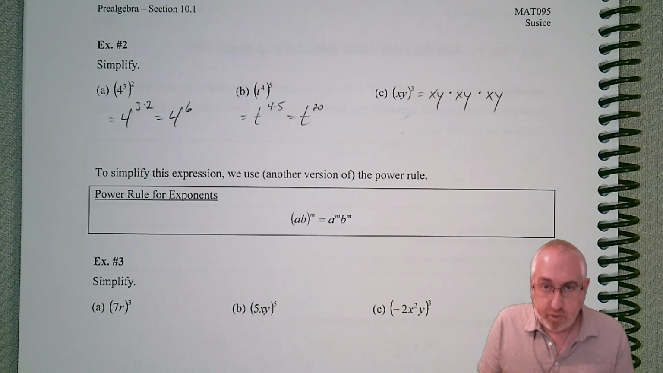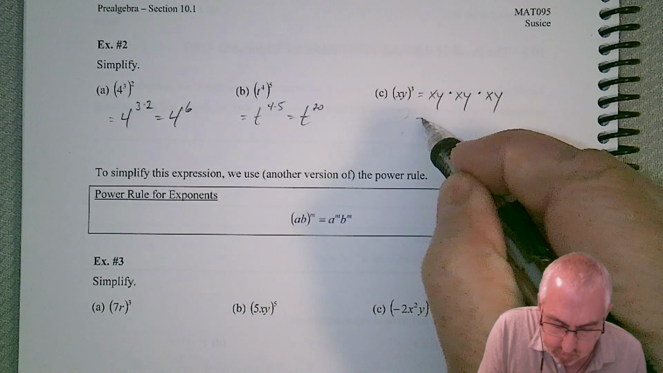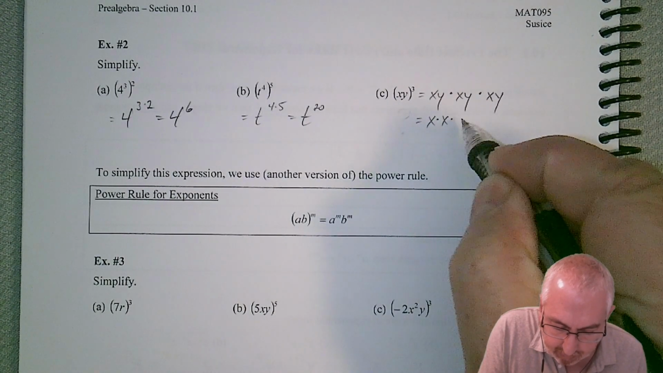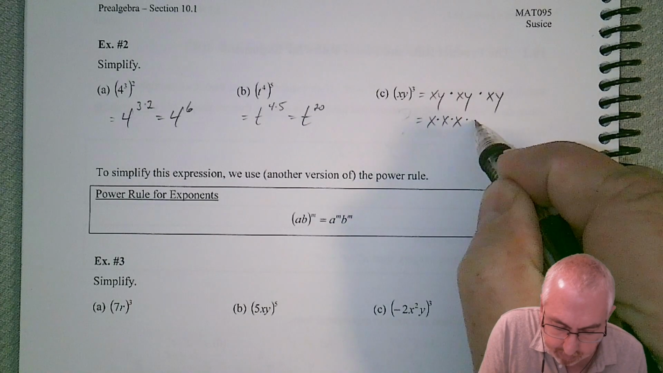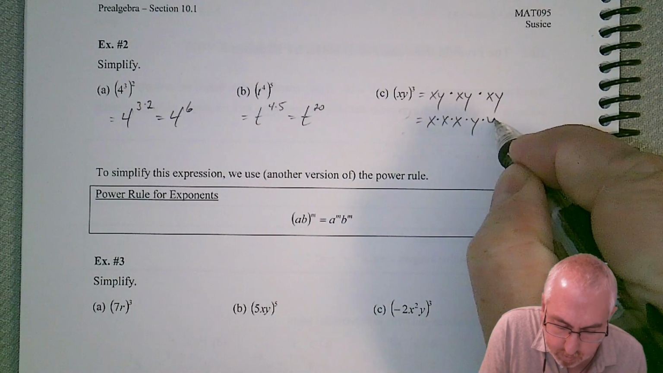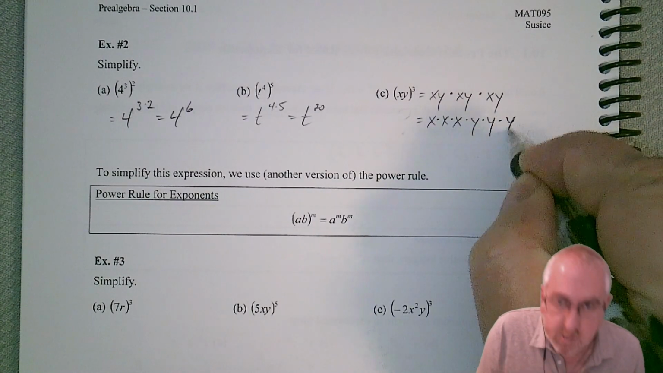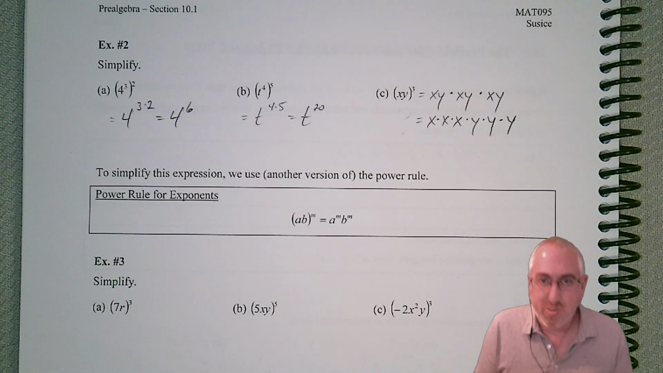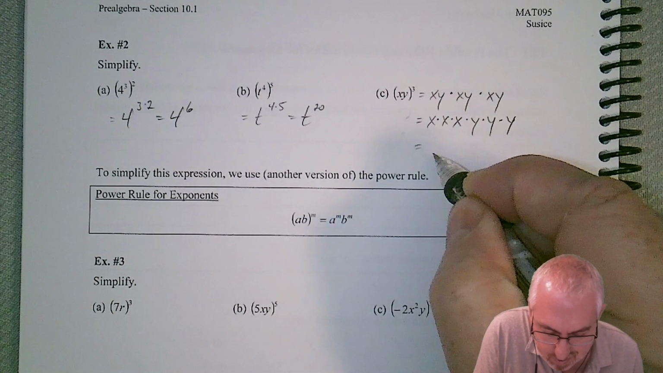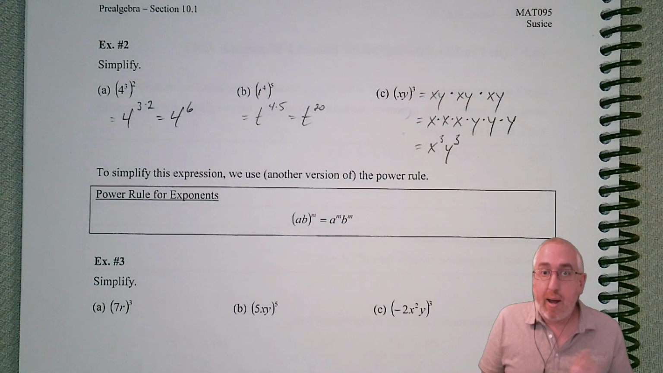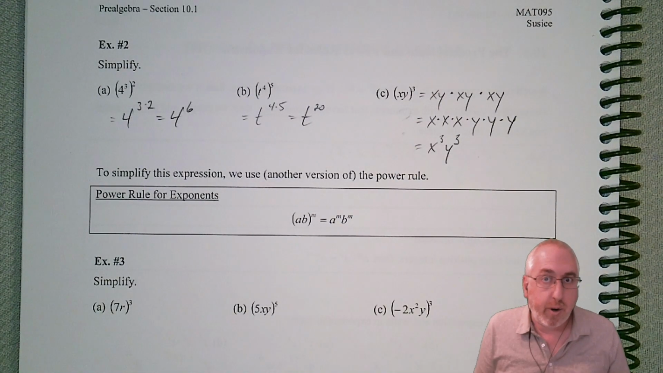Well, let's rearrange it a little bit. If we kind of separate everything out and put all of our x's together and then put all of our y's together, it's going to look something like that. And now let's put those exponents back in. So we got x to the 3rd, y to the 3rd.